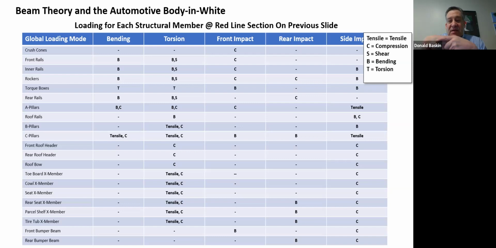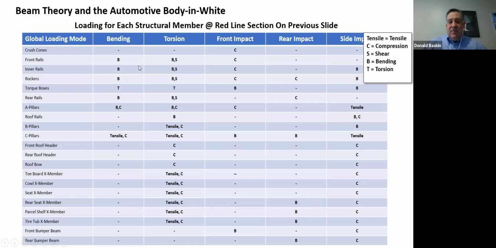There's certain times that certain components you can make out of steel and still end up with the lightest structure. There's other components that have to be made out of more advanced materials. Anyway, I'm not going to go through this table because it's pretty tedious, but you can look at how these different things are loaded, given all the global loading conditions.